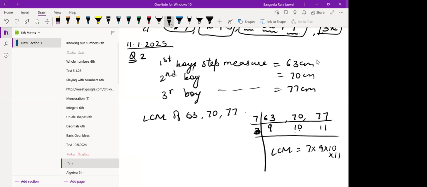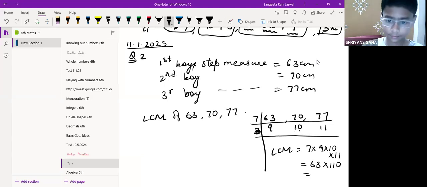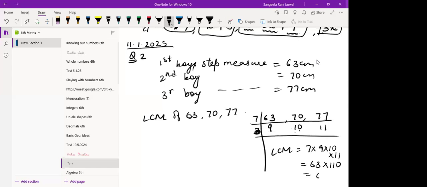So when you multiply this, what do you get? 7 nines are 63, into 110. Just multiply and check. What do you get? 6930. It's coming 6930. Right? So this is your LCM. So that means the minimum distance that they will cover in complete steps is 6930 centimeters. Since everything was given in centimeters, your answer will be in centimeters.